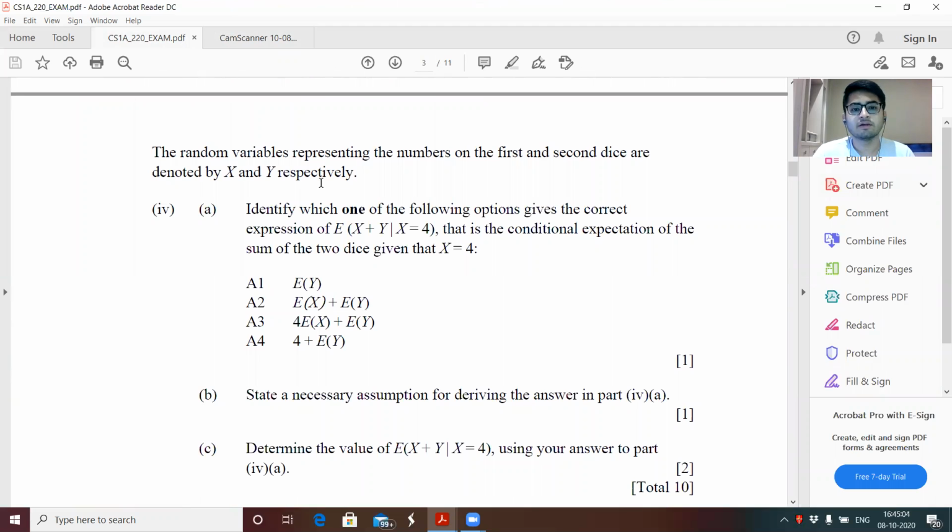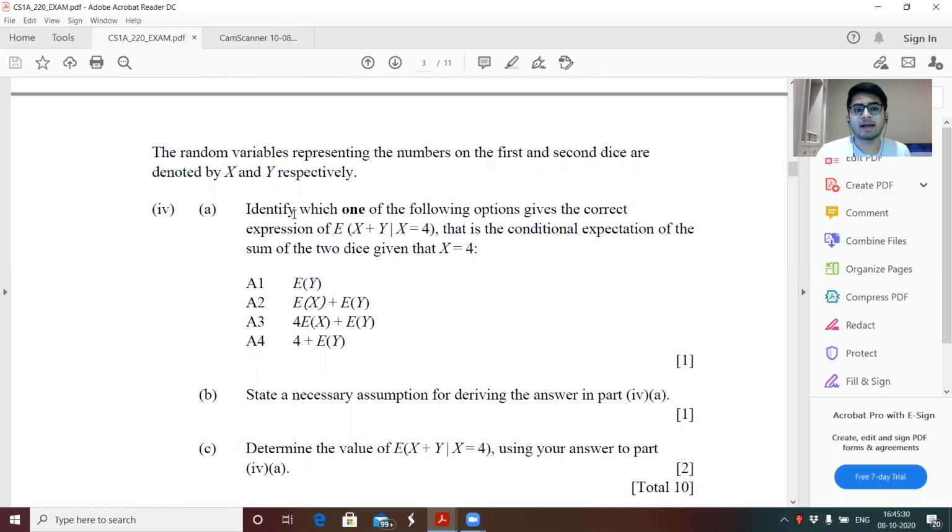The random variables representing the numbers on the first and second dice are denoted by X and Y respectively. Note that nothing is mentioned, but the throw we get on one die is definitely independent of what we get on the other die. So X and Y are independent, and this assumption, which is very intuitive in nature, shall be required in the later parts of part 4.